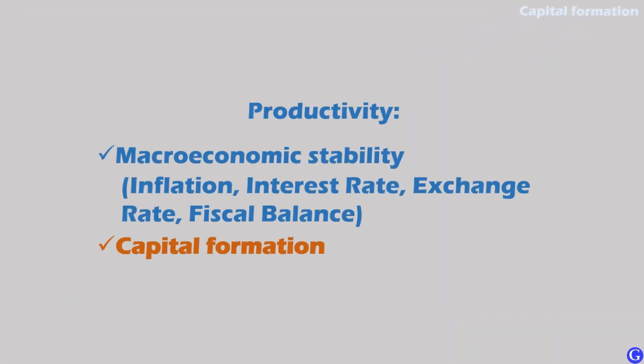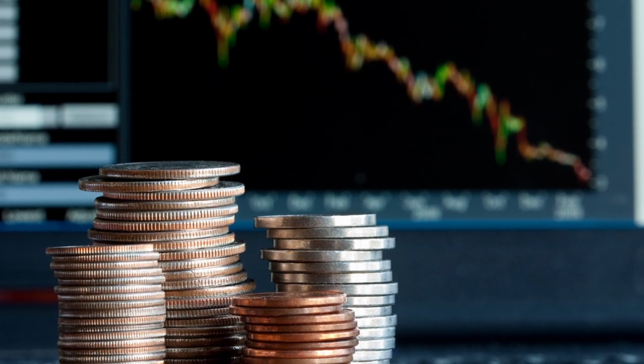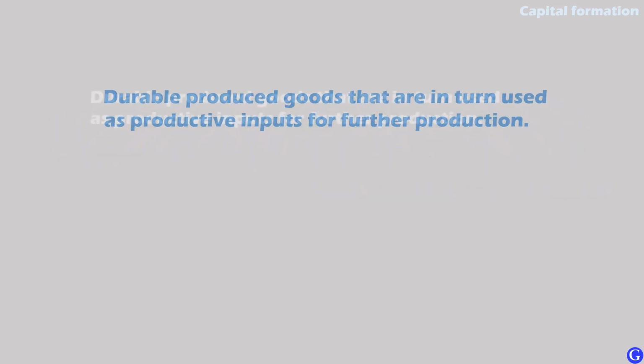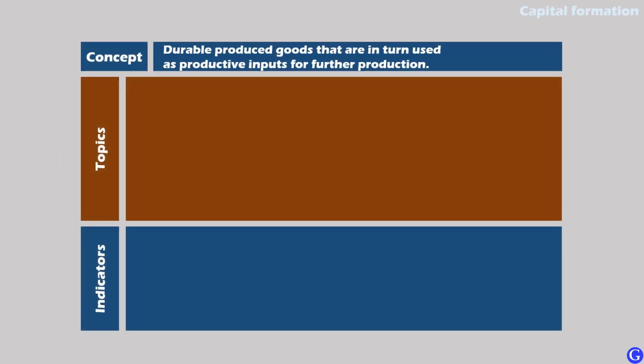In addition to the proper performance of the macroeconomic variables, inflation, interest rate, exchange rate, and fiscal balance, economic productivity depends significantly on the amount of capital a nation has. You may consider that capital refers only to financial assets, but as Samuelson and Nordhaus stated in their popular textbook, it also refers to those durable produced goods that are, in turn, used as productive inputs for further production.